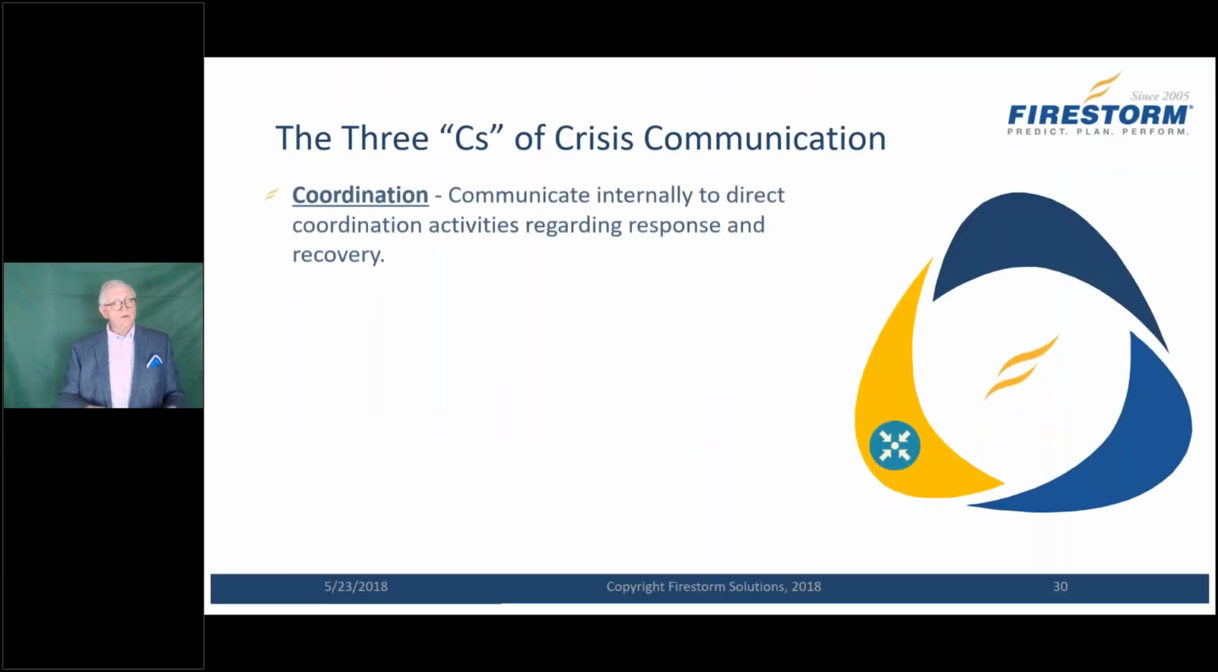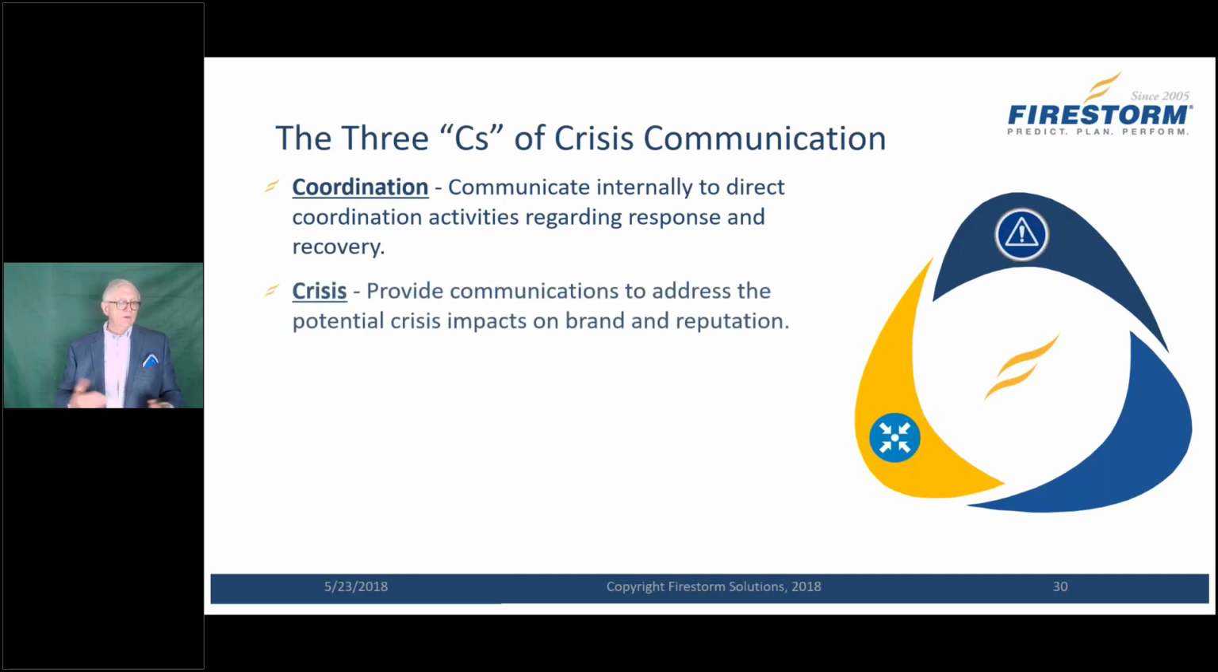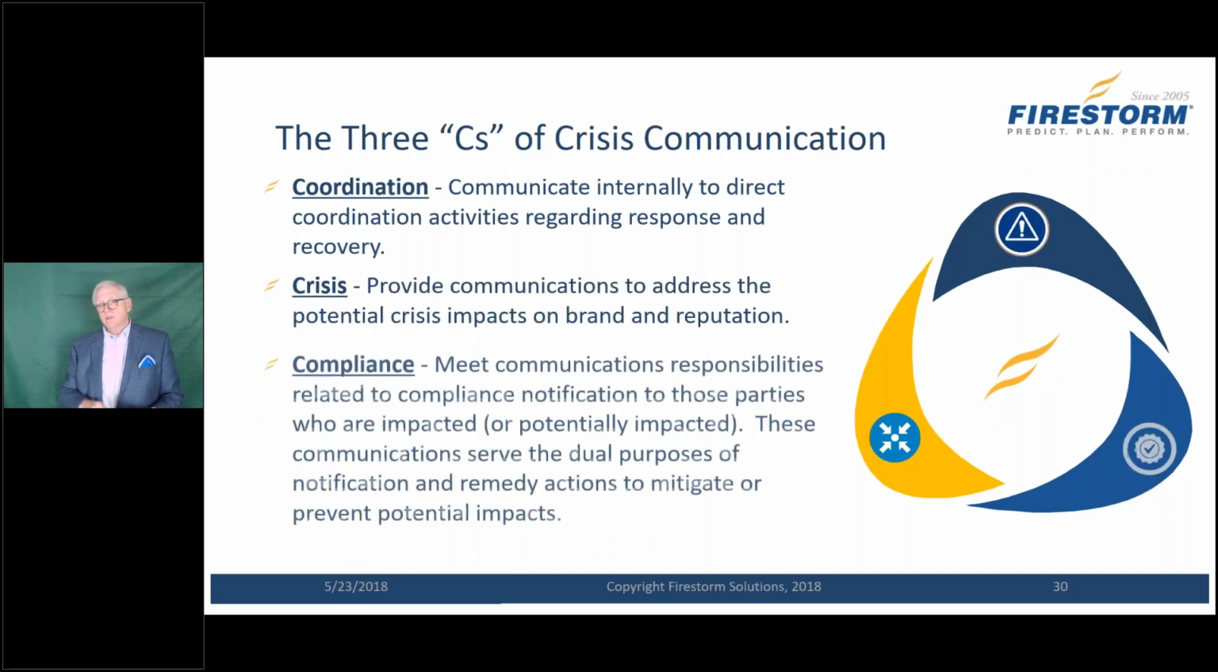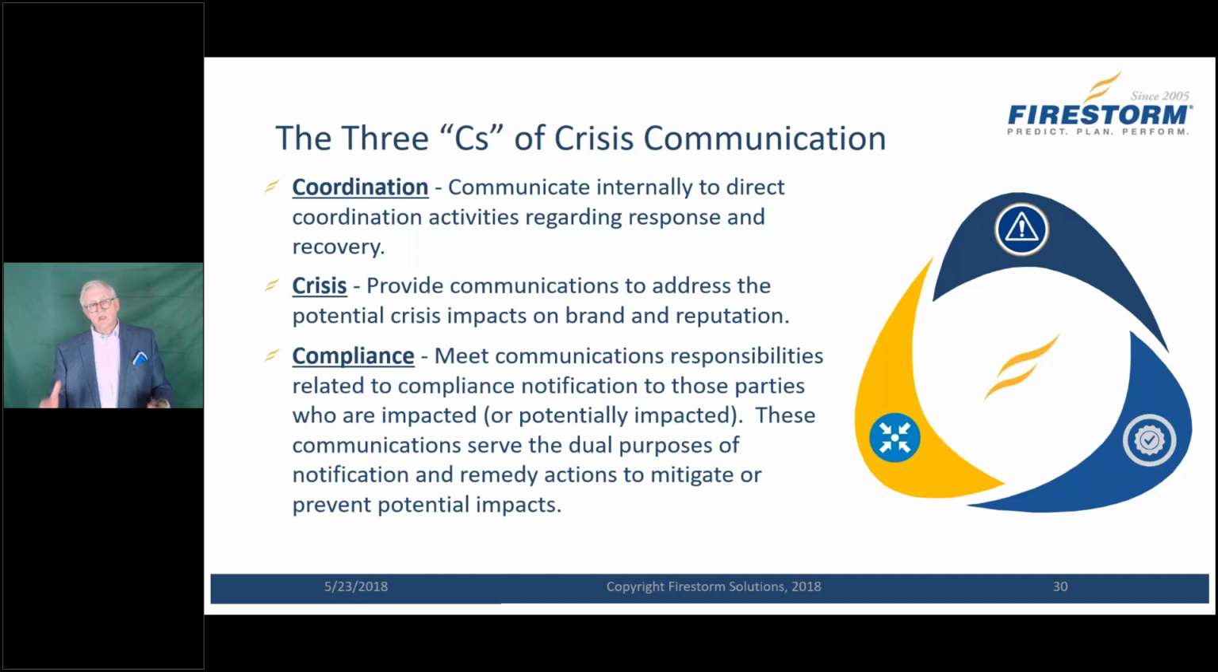In any crisis, there are 3 types of communications, the 3 C's. There's coordination, crisis, and compliance. The first communications you're ever going to get out is, what do you need people to do? Stay at home. We just had the shootings in Baltimore, north of the city. There was a shooter who killed a policeman and was still at large. They wanted the citizens to stay at home. They wanted the schools to remain on lockout at that point in time. So coordination is always your first communications in a crisis.